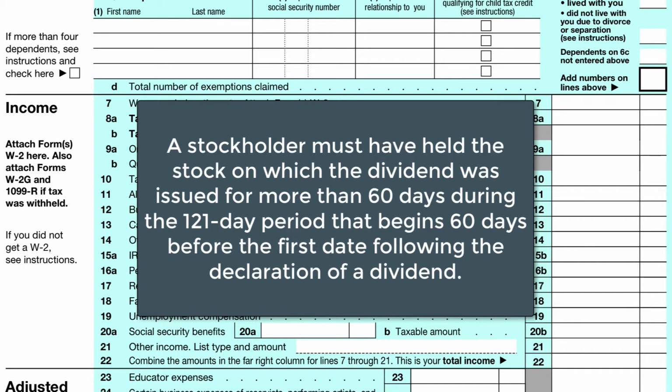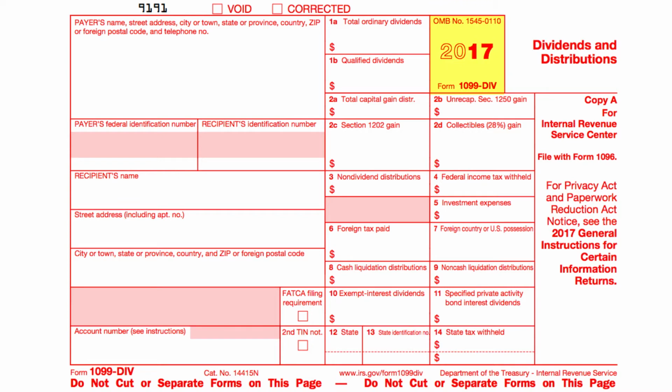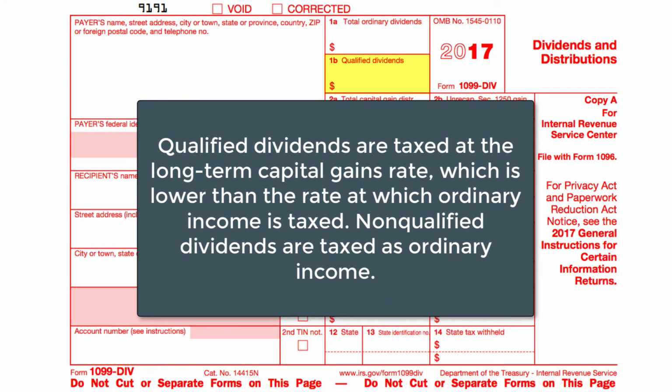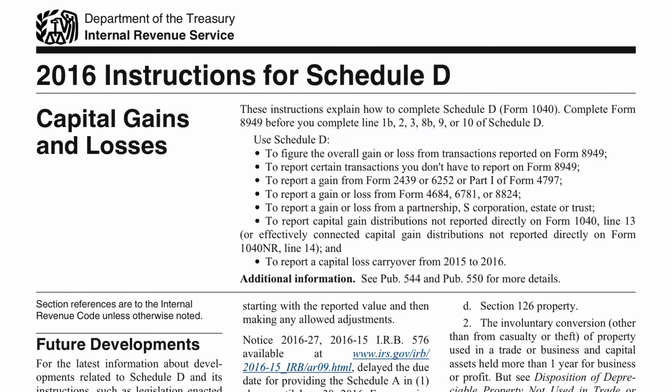Dividends are reported by companies and brokerage firms via a 1099-DIV. This form will also tell you how much of your dividend, if any, was qualified. Qualified dividends are taxed at the long-term capital gains rate, which is lower than the rate at which ordinary income is taxed. Non-qualified dividends, on the other hand, are taxed as ordinary income. Taxpayers who earn qualified dividends must also fill out Schedule D on their income tax returns.